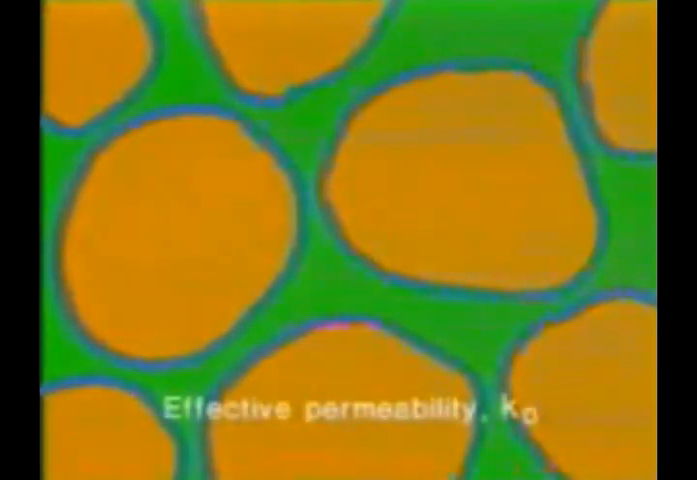When only one fluid, such as water, exists in the pores, its permeability is known as absolute permeability, K. When 2 fluids are present, such as oil and water, the permeability of the oil is known as its effective permeability, K sub O. The effective diameter of the pores through which the oil is flowing is reduced by the water, which adheres to the grains. Therefore, effective permeability is less than absolute permeability.